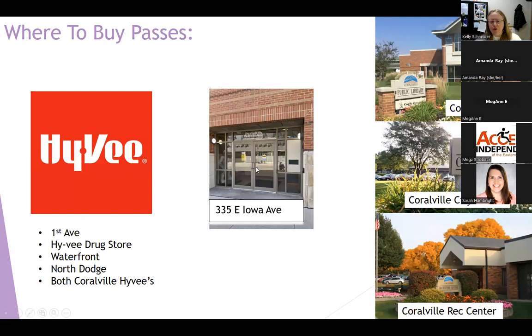So if you or those that you're working with didn't fall in any of those categories before, there's different places that you can buy bus passes. All of the Hy-Vees in Johnson County sell the transit passes. And you can also buy them, of course, at the Iowa Avenue office for Iowa City Transit, and then the Coralville Library, City Hall, and Rec Center.